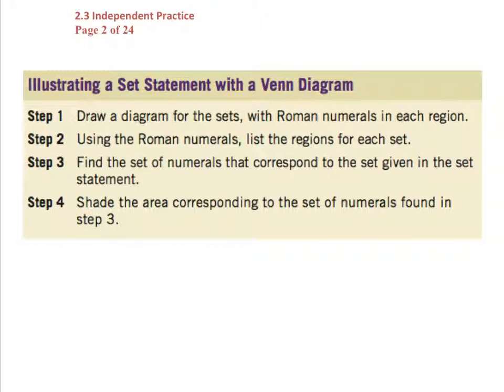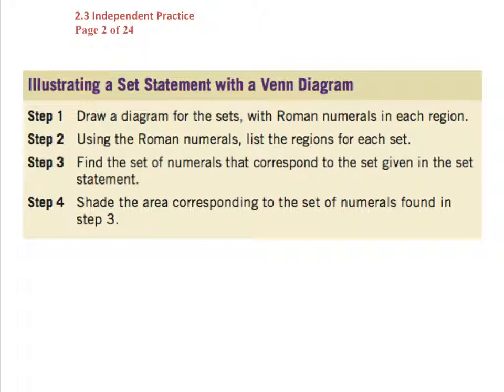The steps you need to take to draw a Venn diagram are very intuitive. You first have to draw the diagram for the sets. Then you use the Roman numerals to list the regions for each set. Then make sure that you find the set of numerals that correspond to the set given in the set statement. Finally, you shade the areas corresponding to the set of numerals found in step 3. So let's see what we mean by that.